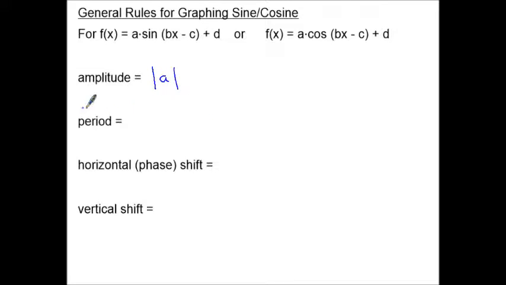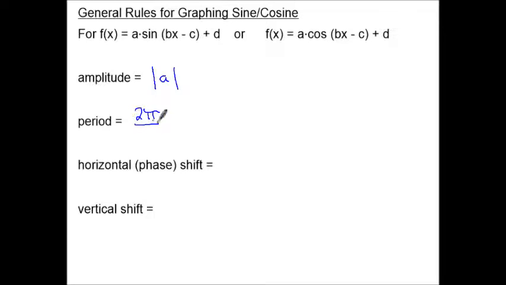Okay, our period is how we go horizontally, and so our B value here is going to do that. Now, this is not obvious at all, but the normal period for these guys is going to be 2 pi. And again, this looks like a multiplication, but since he's lying, we have to modify that by dividing.